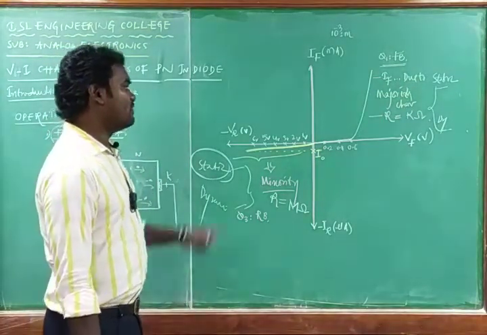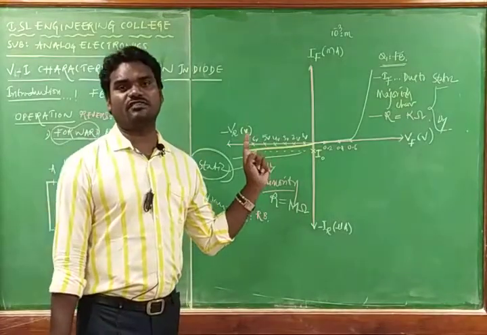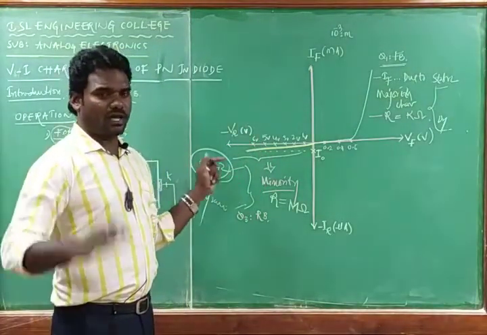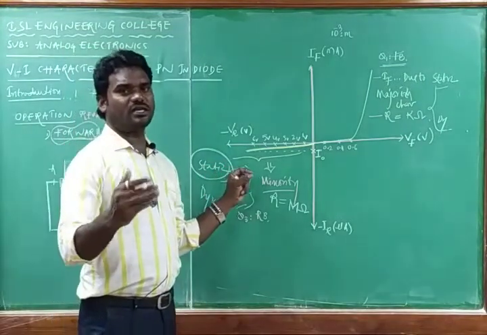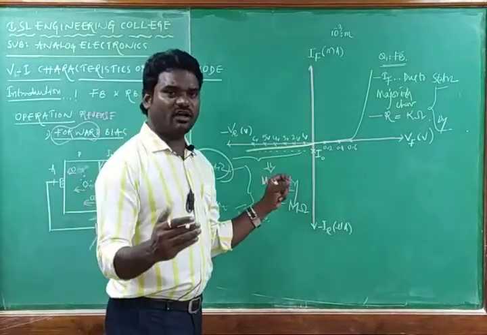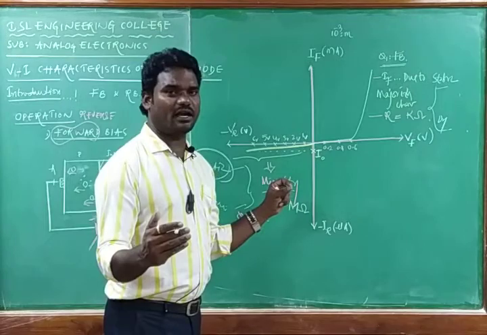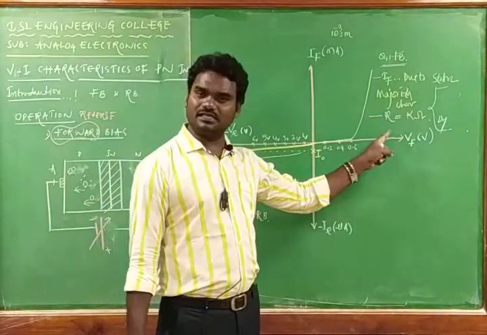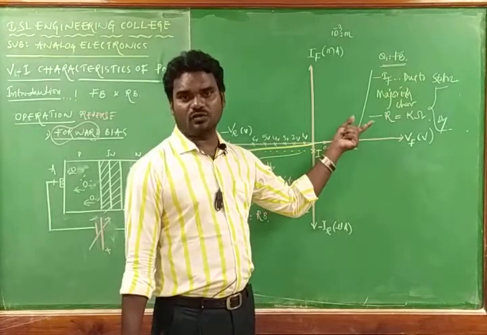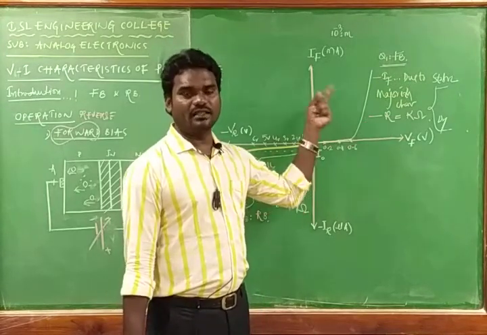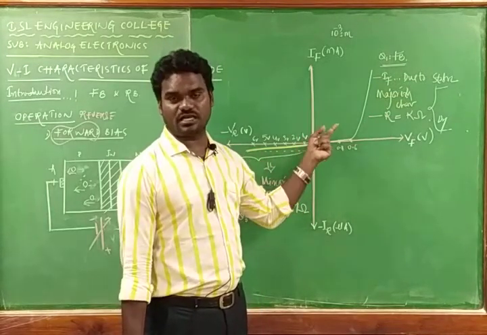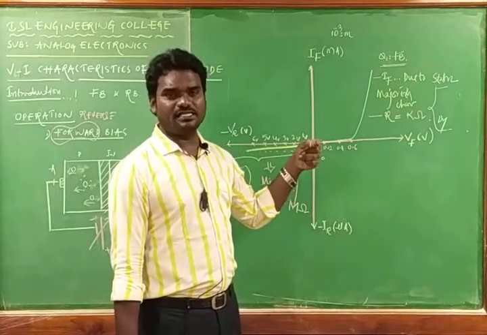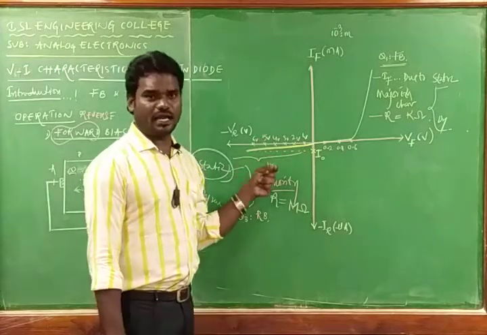With this, the VI characteristics of the PN junction diode in forward bias and reverse bias is completed. The conclusion is that the PN junction diode can conduct a good amount of current, in milliamps, in forward bias, such that it offers less resistance. That resistance is in kilo ohms. There are two types of resistance we can define: static resistance, which is fixed resistance or DC resistance, and AC resistance, which is dynamic resistance.